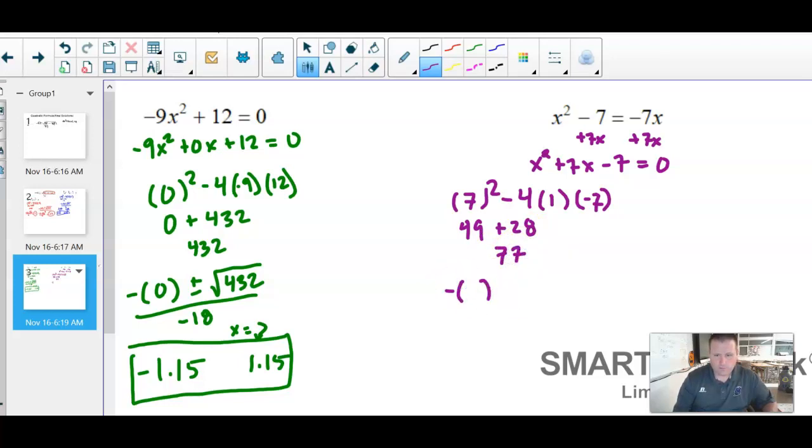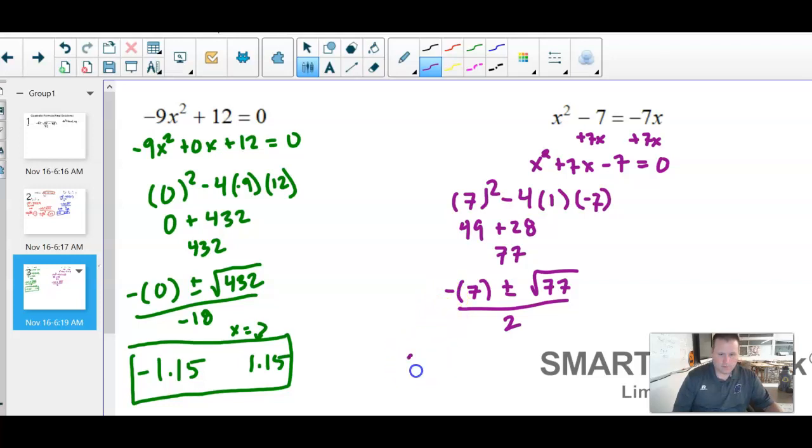And then I finish my other part, -b plus or minus the square root of my discriminant all over 2a. b is going here, which is 7. My discriminant goes here, which is 77. And then 2a, a is 1, so this will just be 2. And then I'm just going to find my answer for each of those. So I go -7 plus the square root of 77, and then divided by 2.